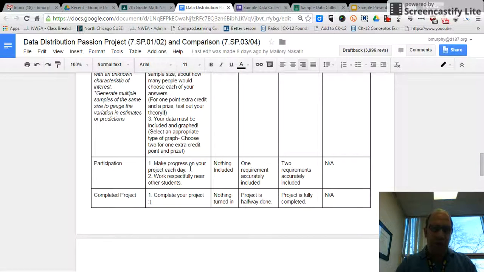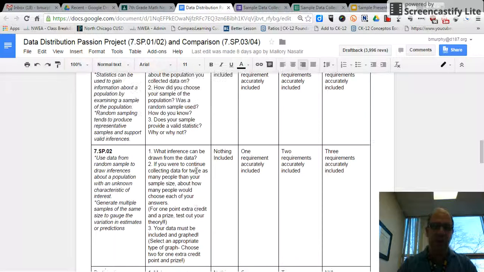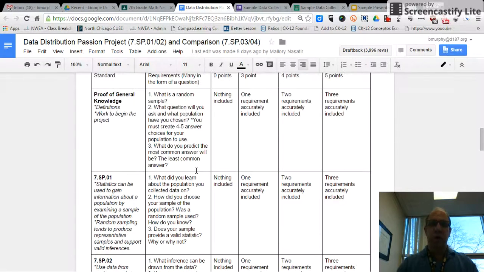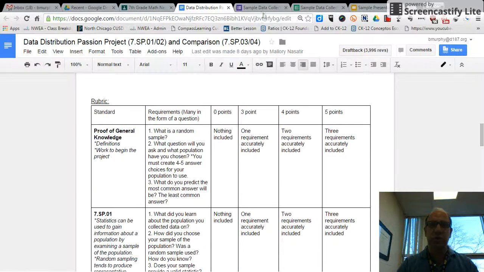Make progress each day and work respectfully near students. So some of those students who were going back on Friday and asking questions on a survey, they obviously can't get full points on this. Those students who are bothering other people in the classroom won't get full points. Finish your project and turn it in. So tomorrow, at the very latest, you need to turn it in.